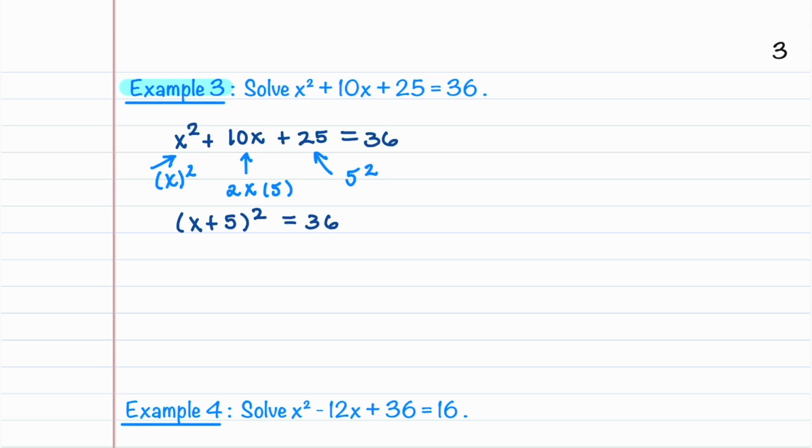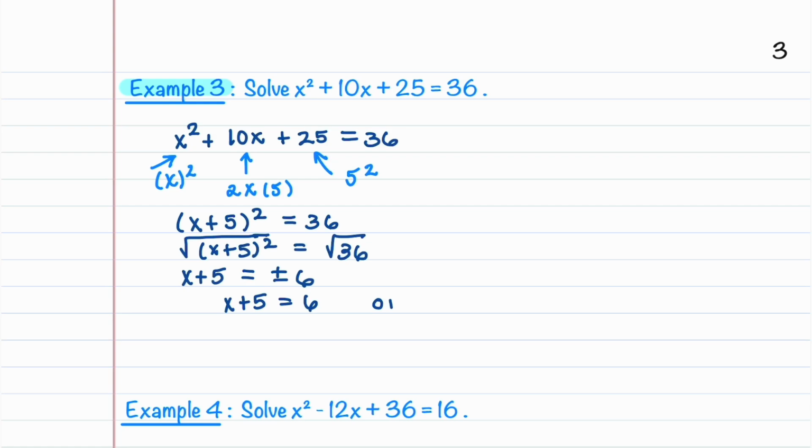Now we're all set up to take the square root of both sides. I'm going to take the square root of (x plus 5) quantity squared on the left, and we'll take the square root of 36 on the right. On the left, we're going to get x plus 5, and then on the right, we're going to get plus or minus 6. Again, we have 2 problems. Our first problem is x plus 5 is equal to 6, or we have x plus 5 is equal to minus 6.